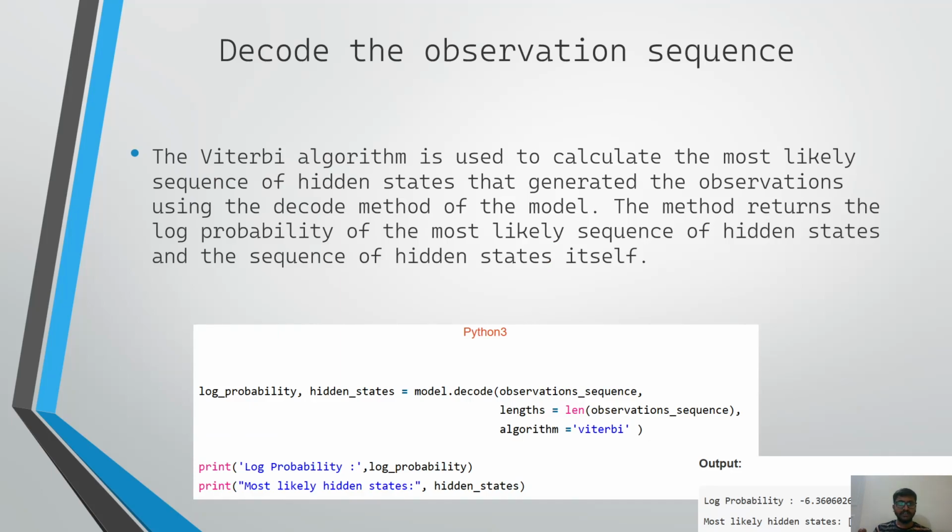Decoding the observation sequence. The Viterbi algorithm is used to calculate the most likely sequence of hidden states that generates the observations, using the decode method of the model. The method returns the log probability of the likely sequence of hidden states and the sequence of hidden states itself. So here we take the log probability and hidden states, and we decode the problem using an algorithm called Viterbi. We print the log probability and most likely hidden states, and the output has been given there.